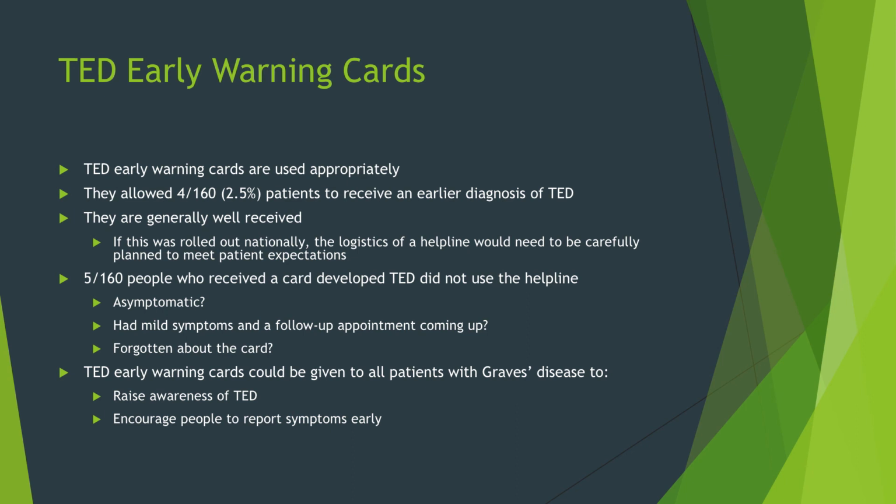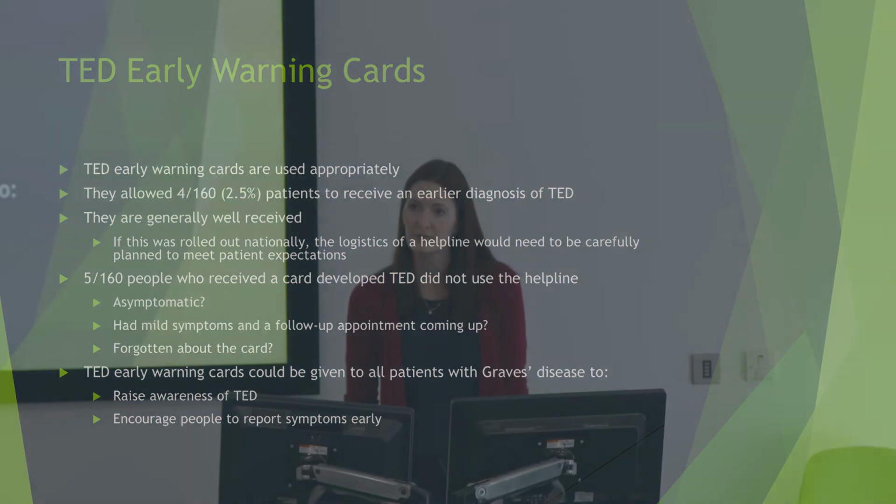So we found using this study that thyroid eye disease cards are generally used appropriately. People were ringing up about eye signs and symptoms, and it allowed 4 people to receive an earlier diagnosis of thyroid eye disease. Generally, the feedback was that these were well received. However, if we were to roll this out nationally and encourage everyone to give thyroid eye disease warning cards to patients with Graves', we'd have to think really carefully about the logistics of providing a helpline in order to meet patient expectations.